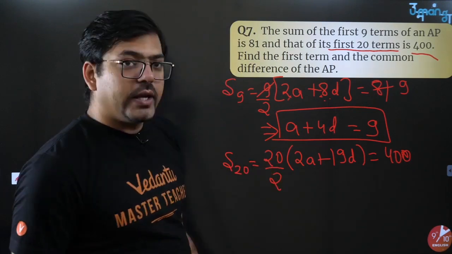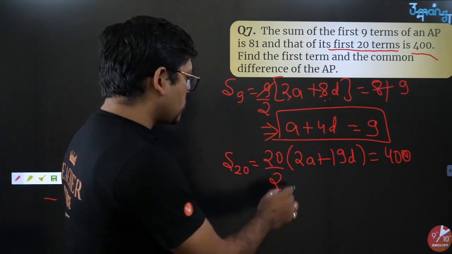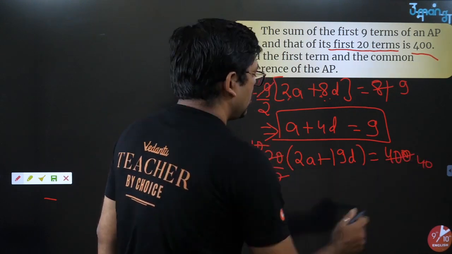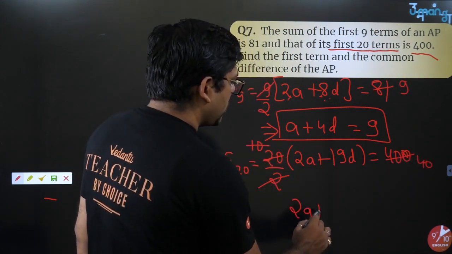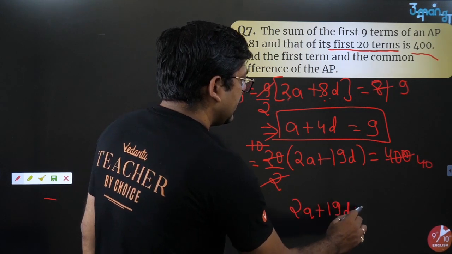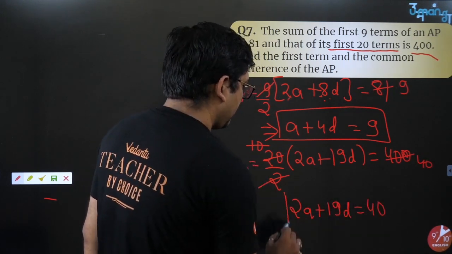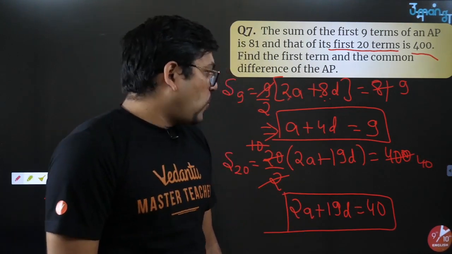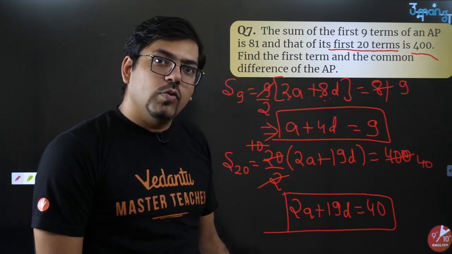So 2 will cancel 20 in 10 times, and 10 will cancel it in 40 times. So we got the second equation, 2a plus 19d equals 40. That is my second equation. Beautiful. Okay, so if you got everything, then what's the problem?